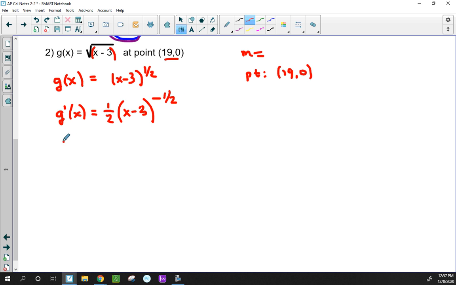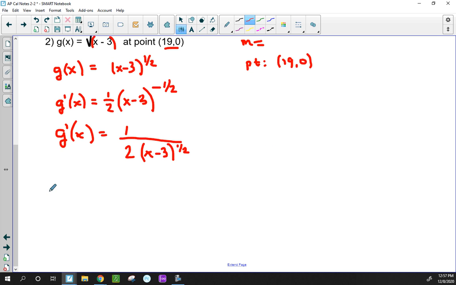Okay, so that's the general slope, but I really need to find what happens at 19. I think in this case I'm going to rewrite it before I substitute it in and get rid of this negative power. So I'm now going to say 1/2, and then x minus 3 goes to the bottom, raised to the positive 1/2. Okay, and now we're ready to put 19 in place of x. Find the derivative of g at the point at 19.